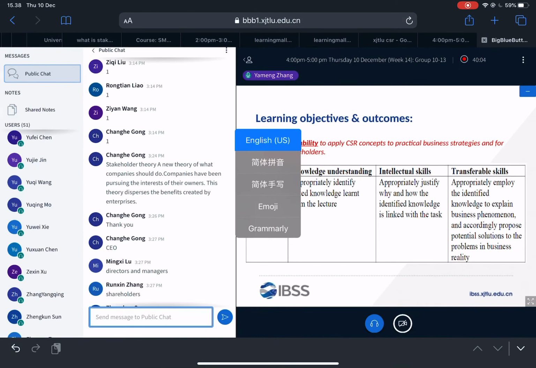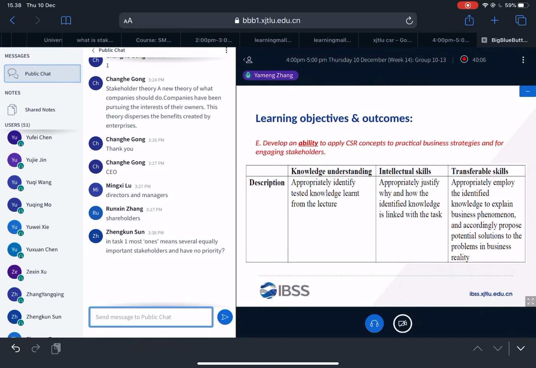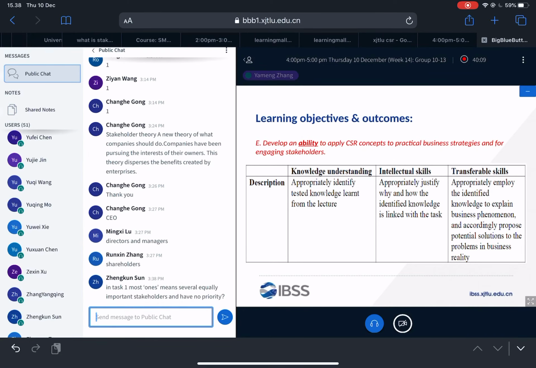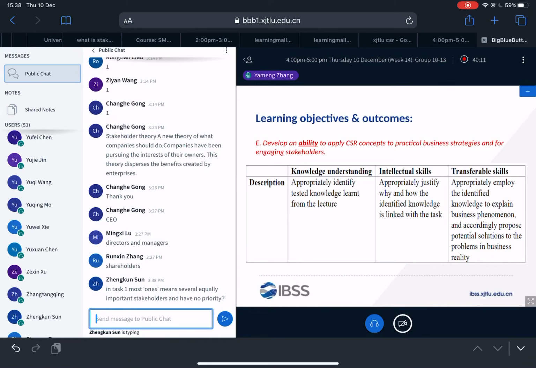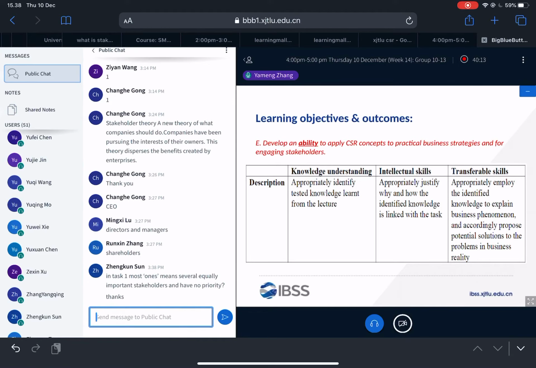In task one, "most ones" means several, yes. It means several stakeholders, but not necessarily equally important. You still can give priority to the stakeholders you think are important.